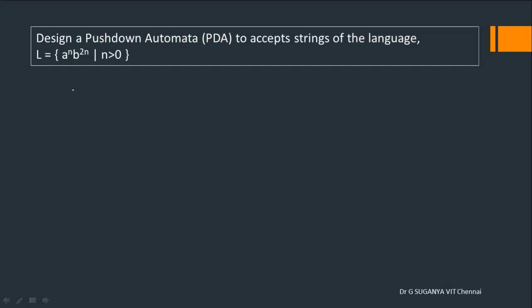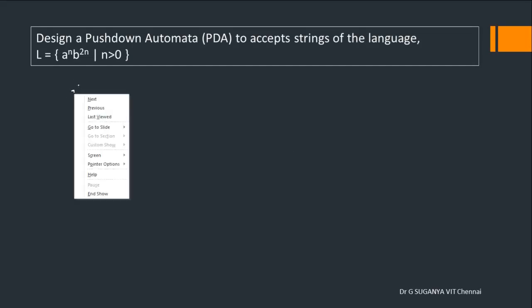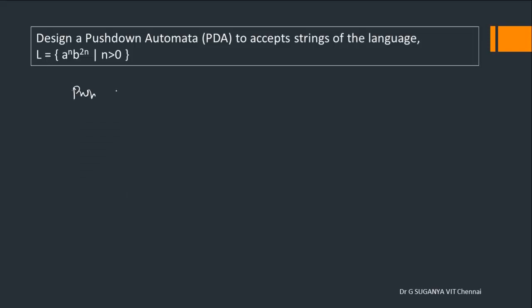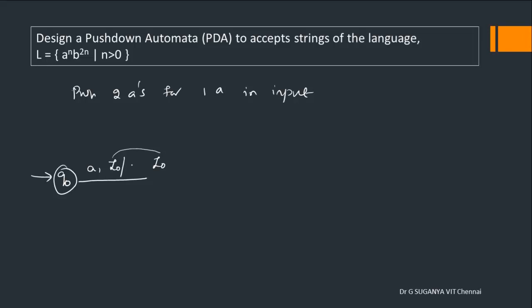What's the second method now? You have to push 2 A's for 1 A in input. This is your second method. Okay. So what to do? From Q0, if you see an A on your input, when the Z0 is on the bottom of the stack, leave the Z0 as it is. For 1 A you replace 2 A's. That is the meaning of that.